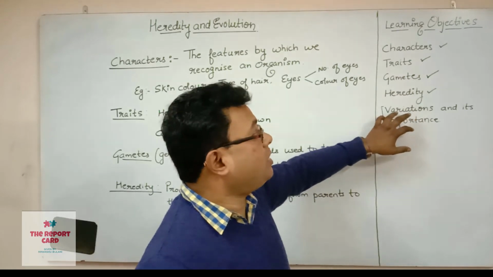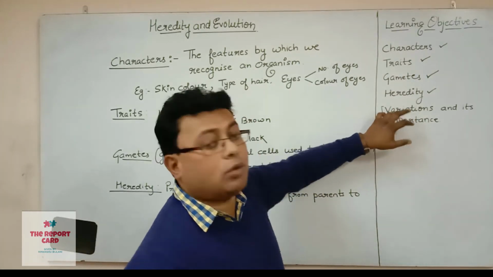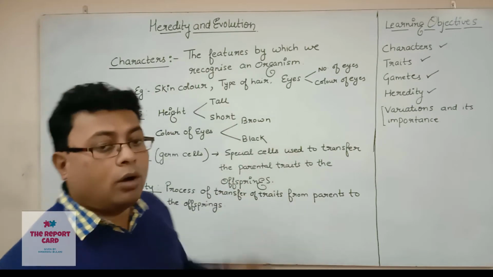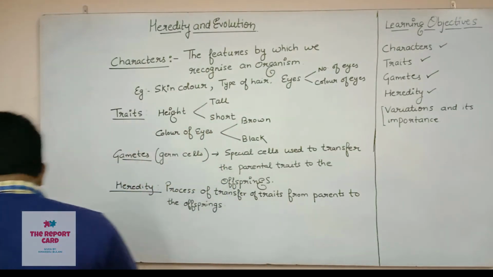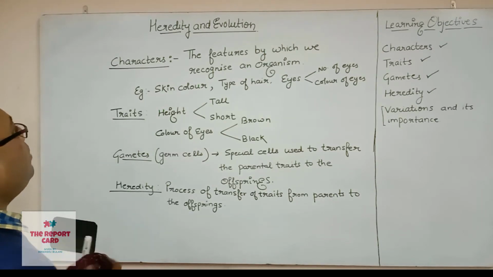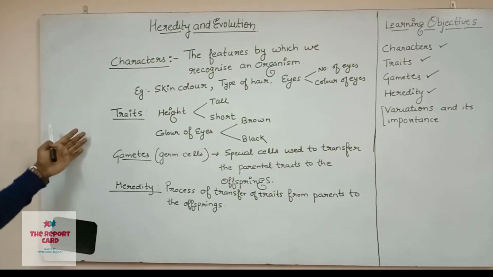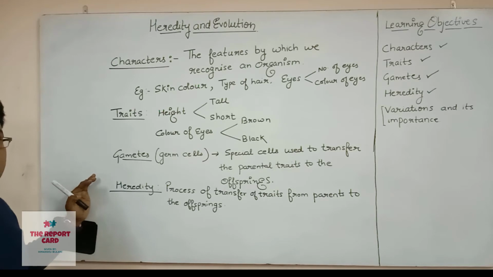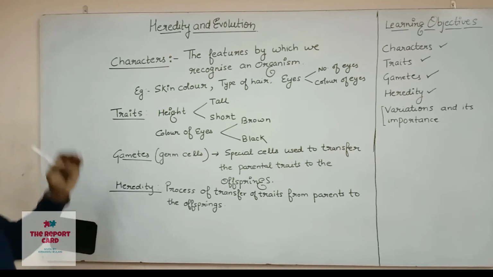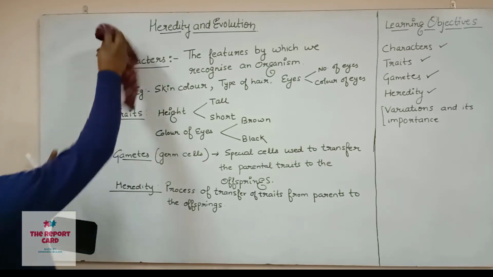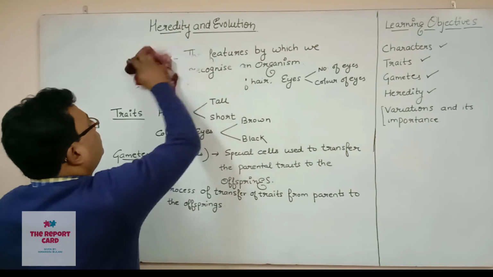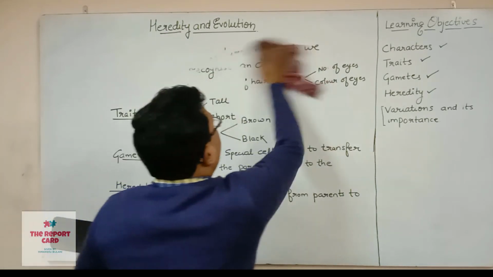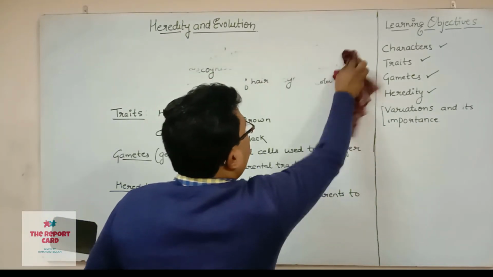Variation is something very important. This is what we are going to learn in heredity, how these variations basically occur. So we will come to this term variation. I believe you all have noted down these terminologies. I'm just rubbing this because I feel that you might have noted it down.